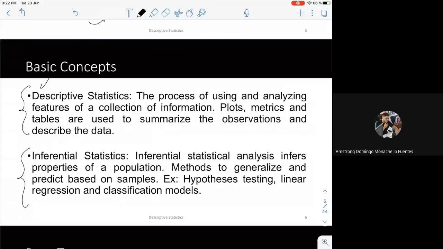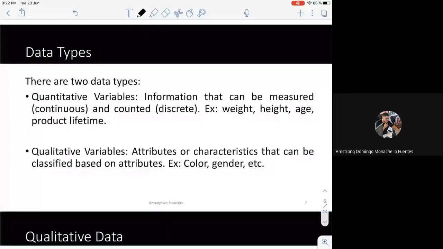Now, when we're given data, one of the first steps that we need to perform is to understand the variables that we're given. So there are two big categories of variables. One is quantitative variables, and the other one is qualitative variables. Quantitative means that it has a numerical value. In the quantitative variables, there are two big groups: continuous variables and discrete variables.